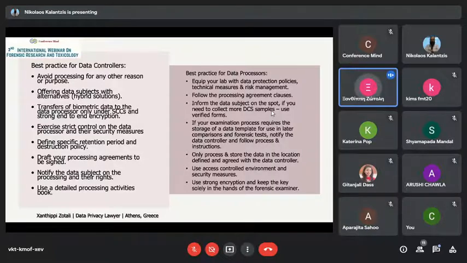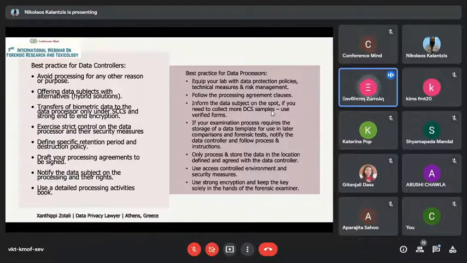And if they have to collect any samples of digital capture signatures in an intermediate step of the process, of course, they will be obligated to inform the data subject on the spot and use verified forms and forms that have been agreed with the data controller in the first place.